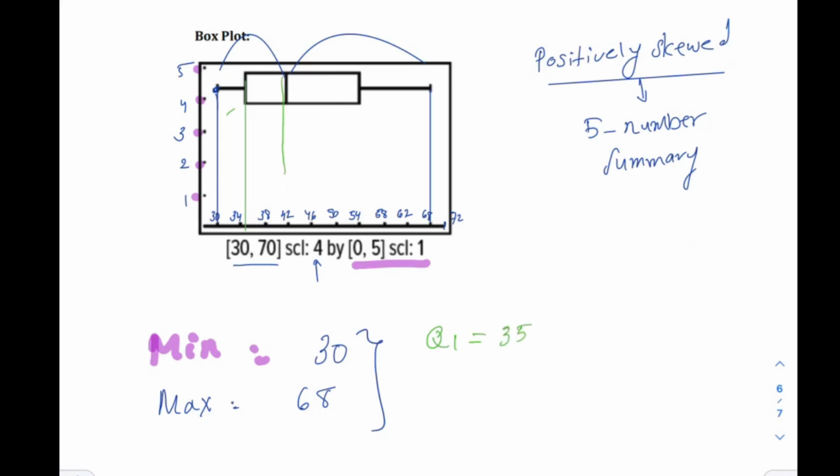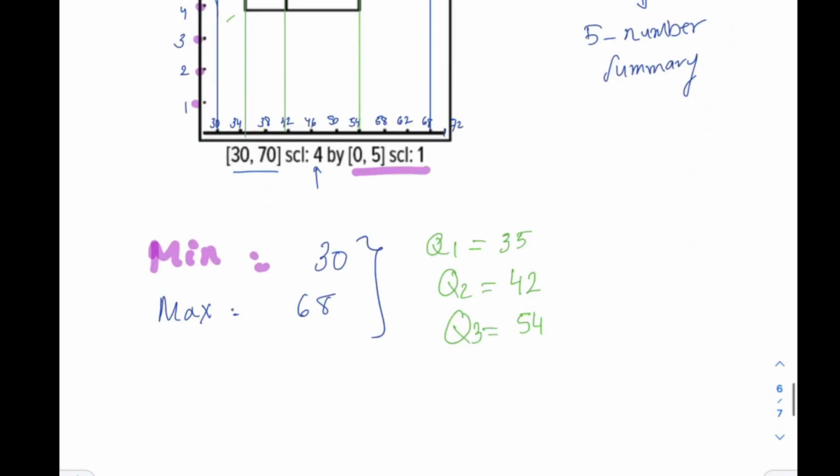Q2, which is the same as the median, is from here down. So Q2 is the same as the median, which is about 42. Q3 is this one, a little more than 54, or it can be considered as 54. So we found the 5 numbers, 1, 2, 3, 4, 5.